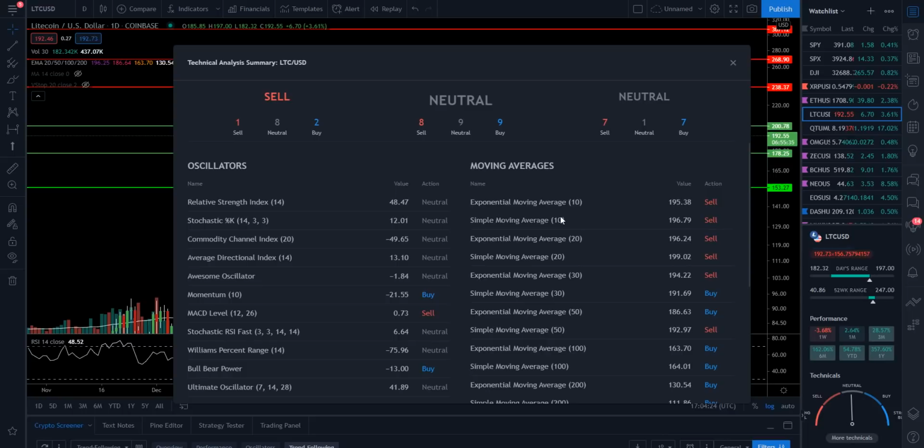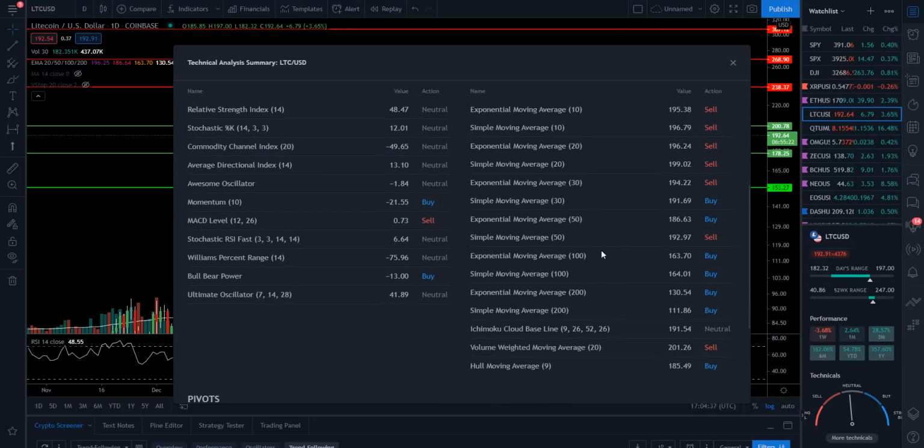And then we have a lot of mixed signals here from the 10 to the 20. We're throwing that sell signal even to the 30 there, showing the sell signal. So we're trading below those exponential moving averages and simple moving averages. And then you can see some of the longer time frames here we're trading up above.